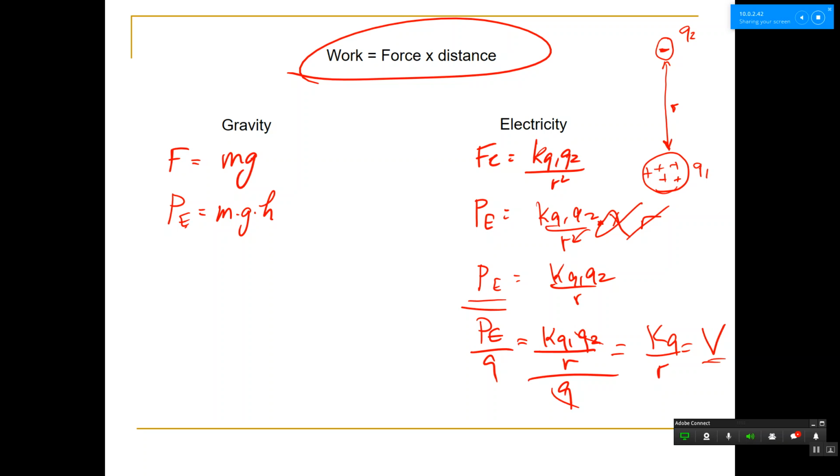Energy is measured in what? Joules. So if it's joules divided by coulombs, or joules per coulomb, that makes sense because we said per charge. That's going to be equal to voltage.